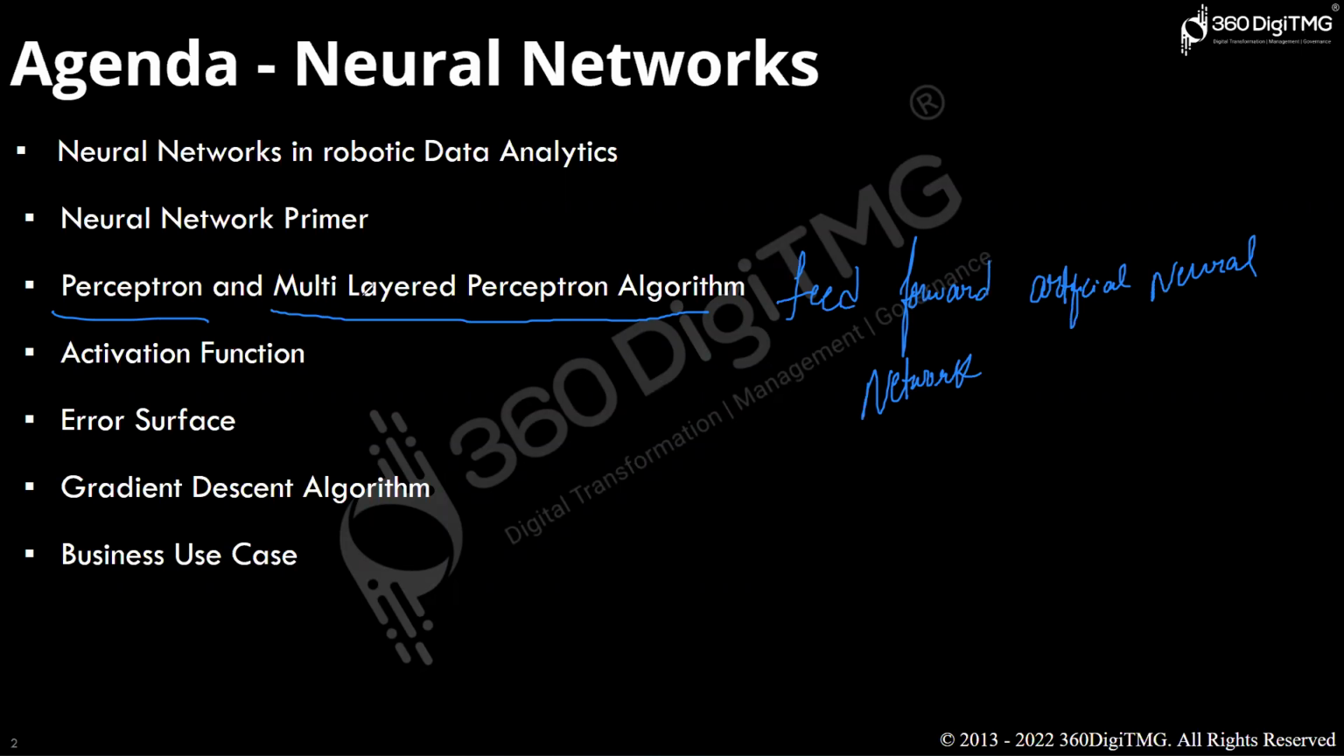The term MLP, guys, okay, this is called as MLP. The term MLP is used somewhat ambiguously. Sometimes it is chosen to mean any feed forward ANN. Sometimes it refers strictly to networks composed of multiple layers of perceptrons.